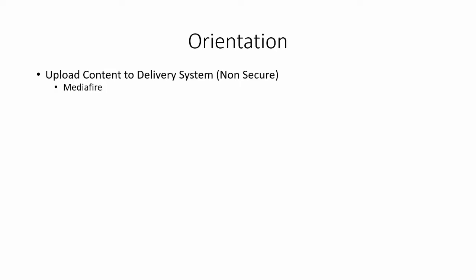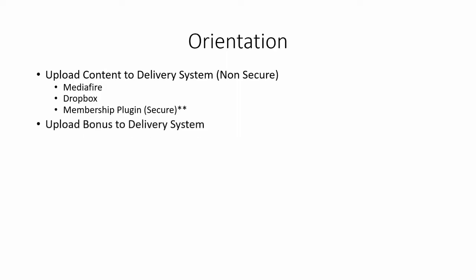you can use a site like Mediafire or Dropbox. These are non-secure on the one hand, but on the other hand, they will deliver your file in a good enough manner. Now, if you do want to secure the content on the page, you can use a membership plugin like Wishlist Member. Let's talk about that for a little bit, because it's going to be the same process you use in order to upload a bonus to your delivery system.